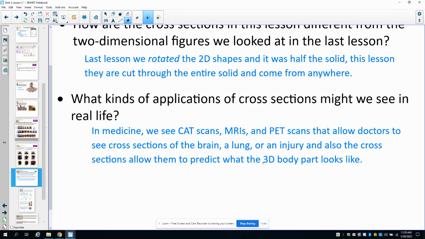Now, obviously they can look at cadavers and see those. But they can see if somebody's body parts are enlarged or out of shape, misshapen, based on looking at the cross sections from those CAT scans or those different scans, to help them figure out a prognosis.